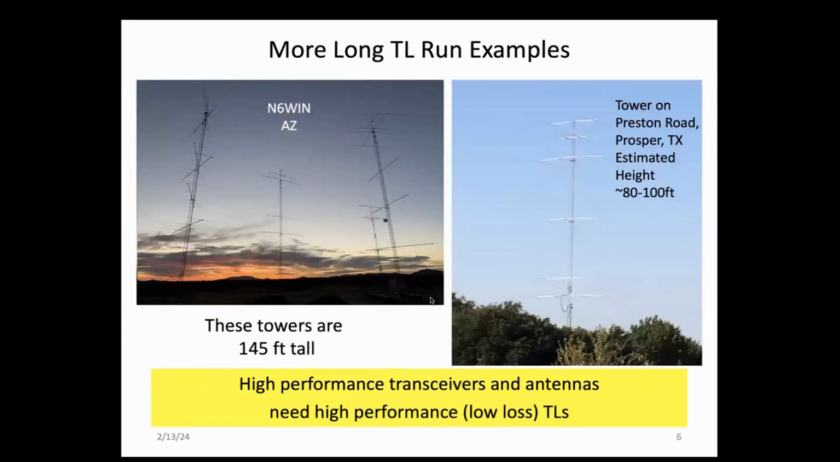Next slide, please. Not to belabor the point, but N6WIN in Arizona has towers that are 145 feet tall. And closer to home, there's a tower on Preston Road in Prosper. Some of you may have seen it. And I estimate that with those 6 Yankees that are on there, it's probably 80 to 100 feet tall. So there are some tall towers around, and people need low loss transmission lines.